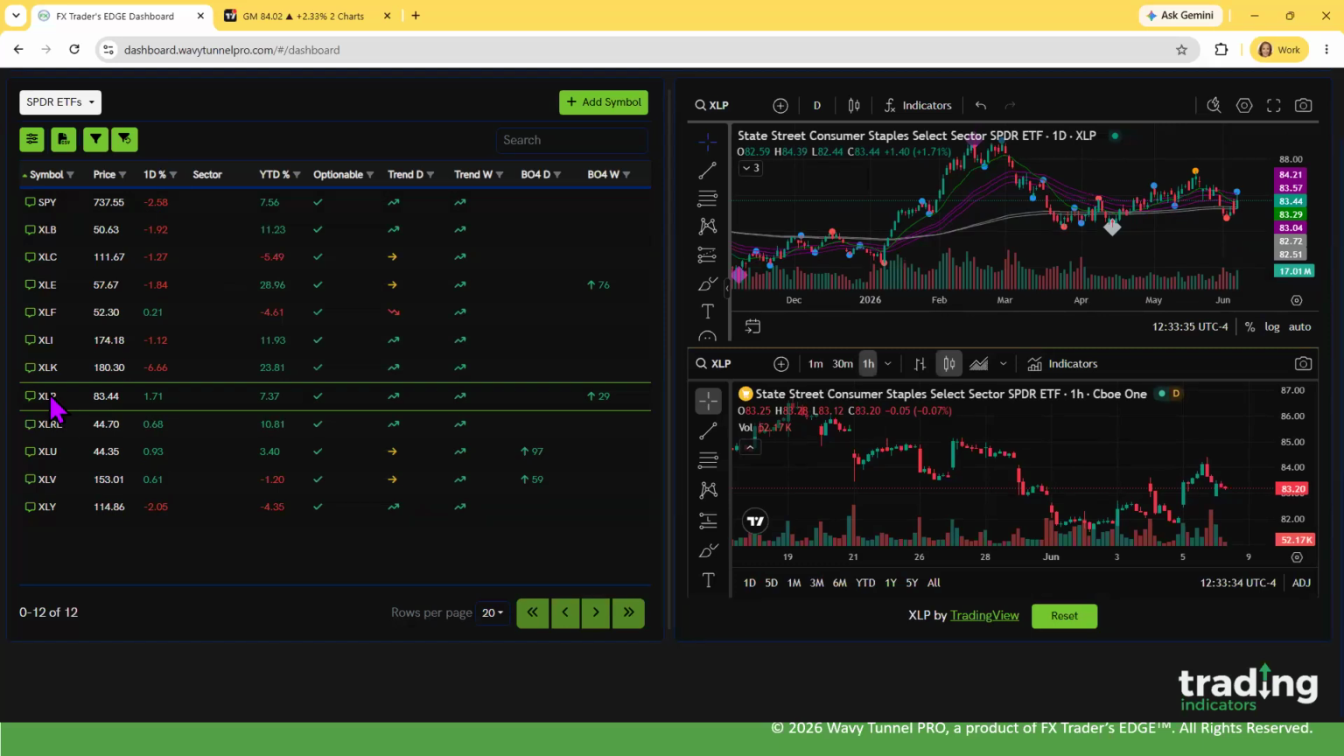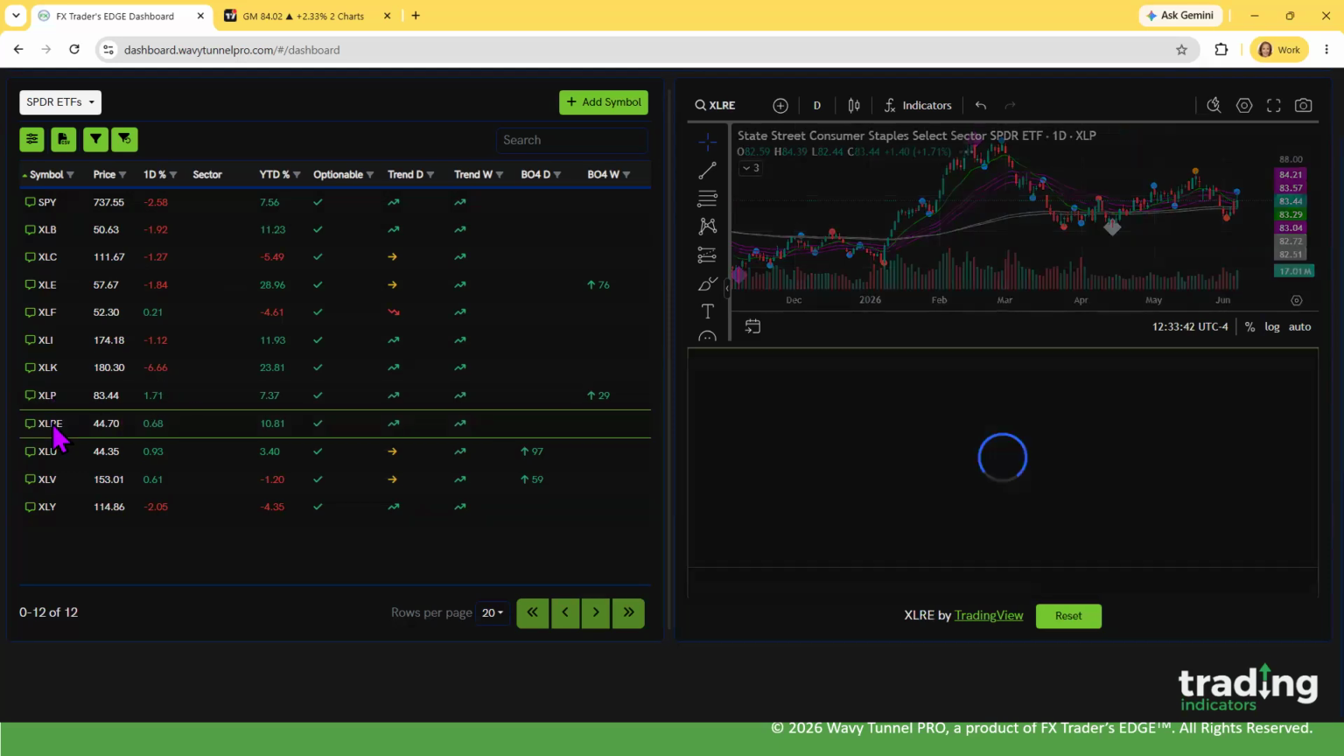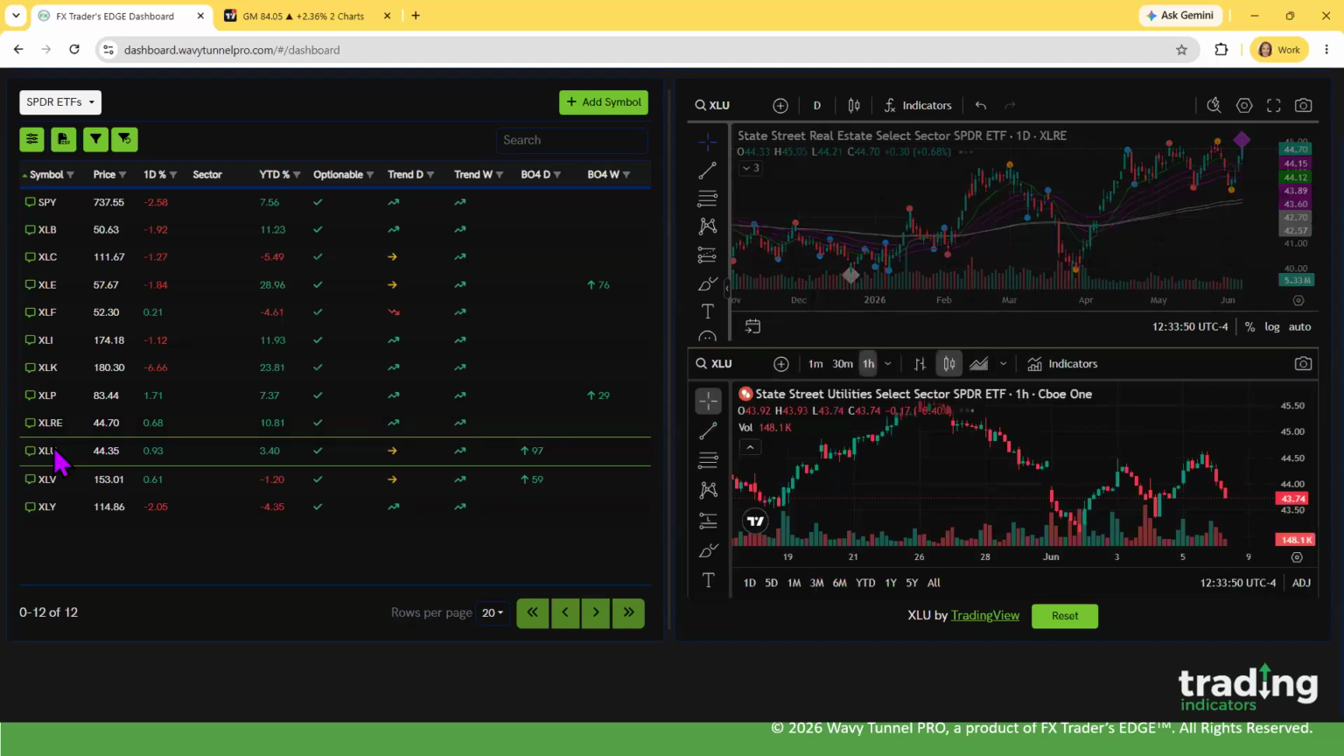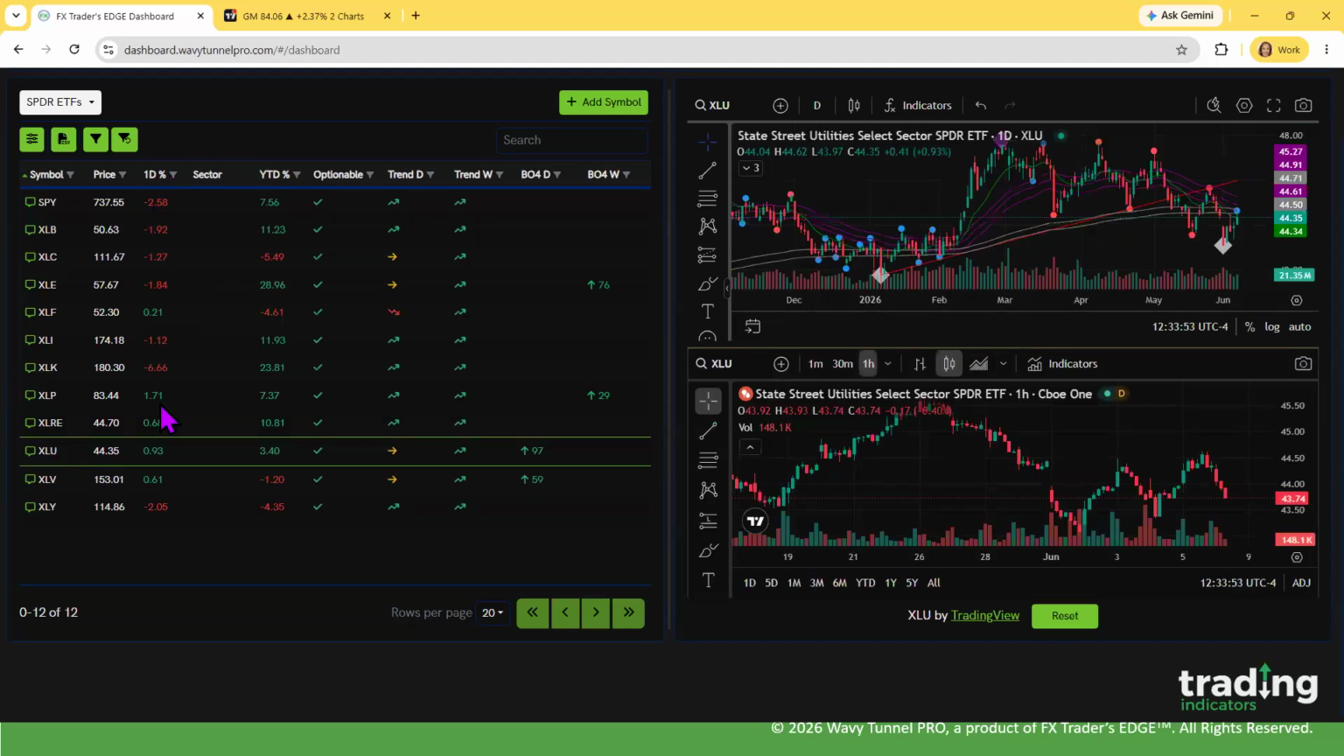XLP is consumer staples. That was up on Friday. So not all of these sectors were down. We said that the real estate was up on Friday. Okay. We said that utilities was up on Friday, and you can see that on the 1-day percent return. So this is a good thing to do with your watch list, to set up the sector spiders so that you can see how they are doing.